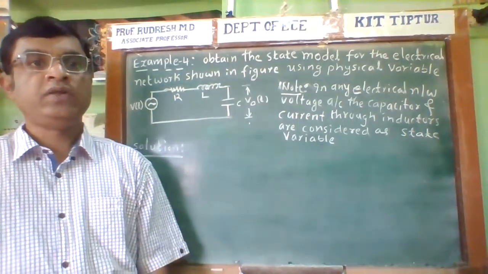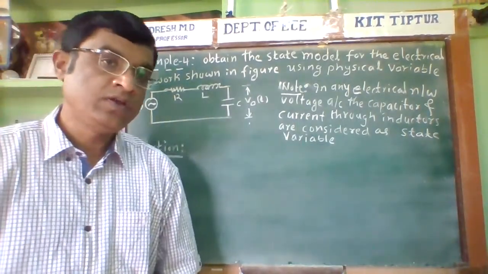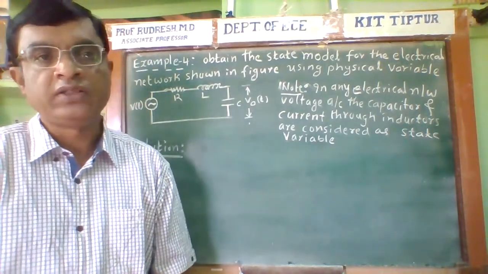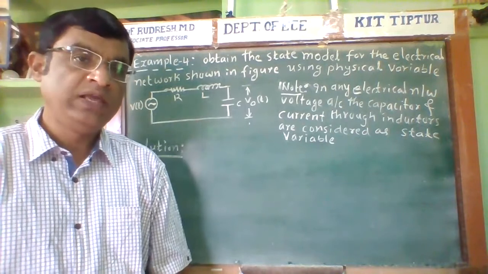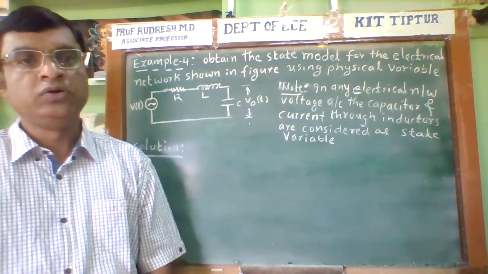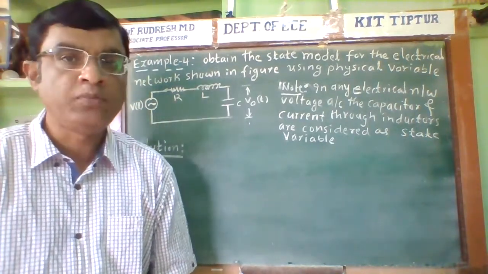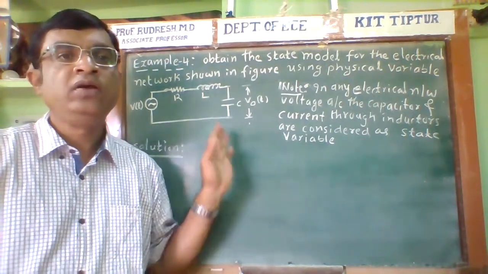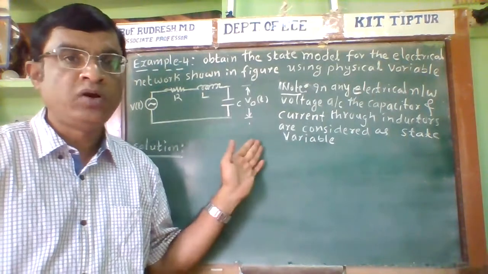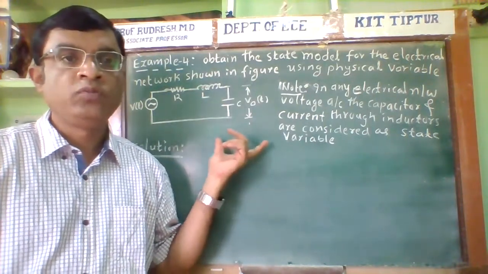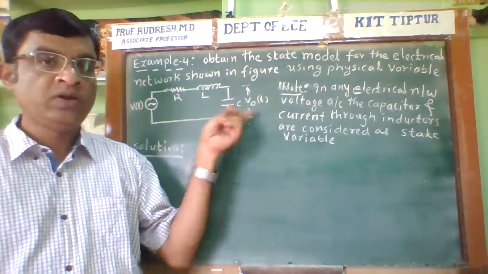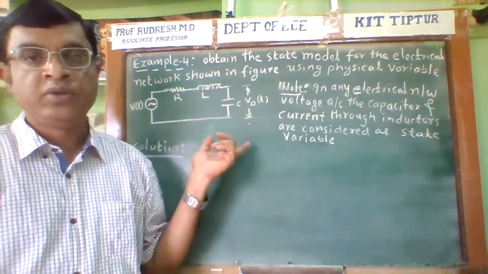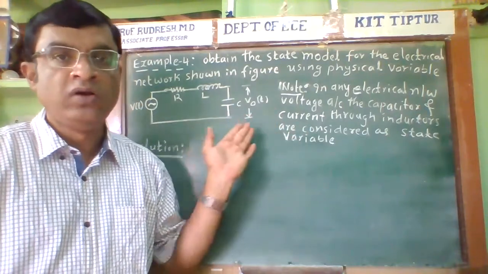Dear student, in the previous class, I was discussing how to develop the state model for the given differential equation. Today's class, I am going to discuss how to develop the state model for the electrical network. If the electrical network is given, how do we develop the state model? I'm going to discuss it by considering one of the examples. This is a simple example, asked in the previous paper also.